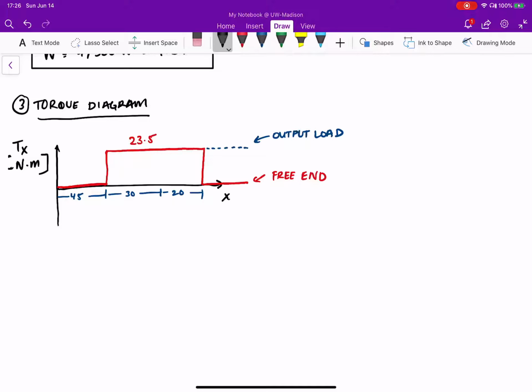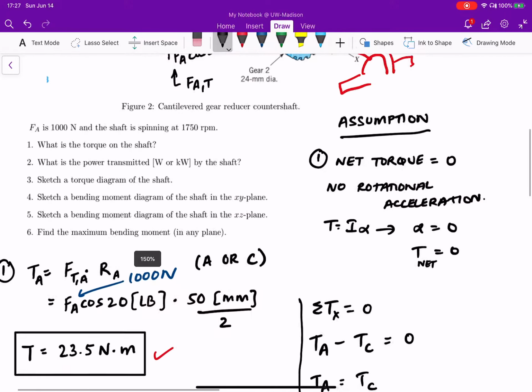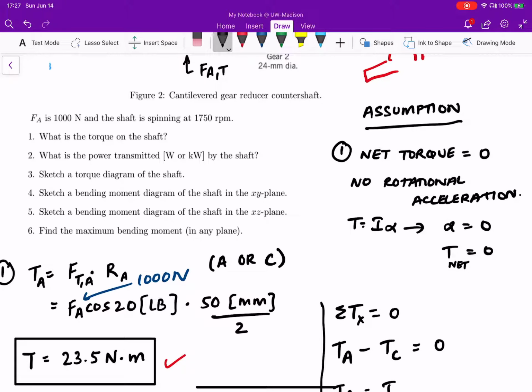It's kind of straightforward. The only thing is understanding where exactly the shaft is free to rotate and where it isn't. Okay, now in part 4, where parts 4 and 5 ask us to draw bending moment diagrams of the shaft in the XY and the XZ plane respectively. And this is what I think is going to be the most important part.